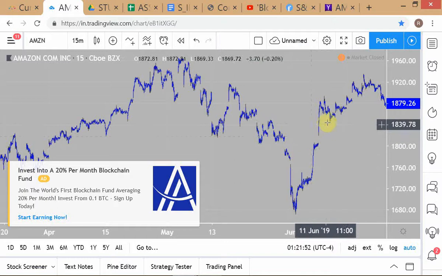So what I'm essentially doing is using that philosophy and selecting 1845 as a stop, which is much closer to 1880 than 1673 is. Is that right? So therefore, what this helps me to do is reduce my risk on the trade.